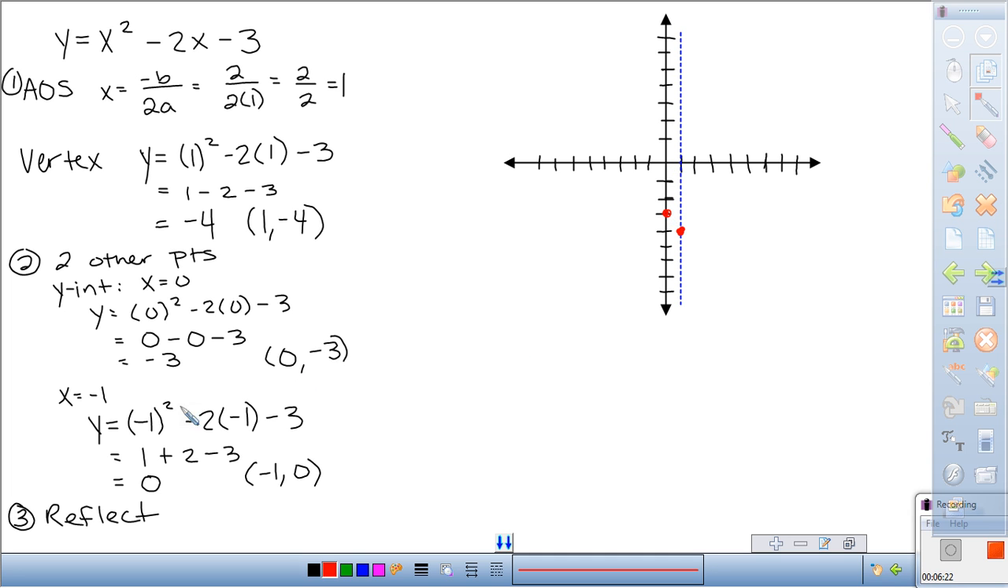There's our y-intercept. And then one other point. Remember, your other point just needs to be on the same side of your axis of symmetry as your y-intercept was. So I just chose negative 1. You could have chosen negative 2, 3, 4, any of those. But I like to choose the smallest one, so I chose negative 1.